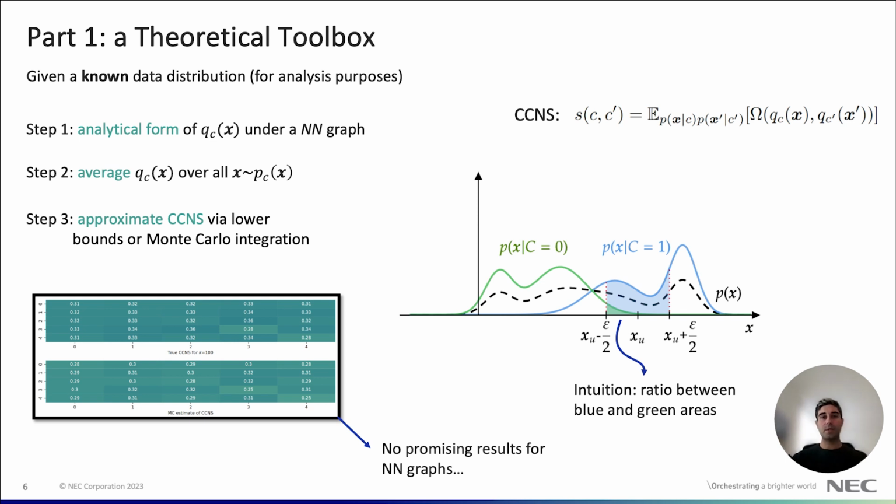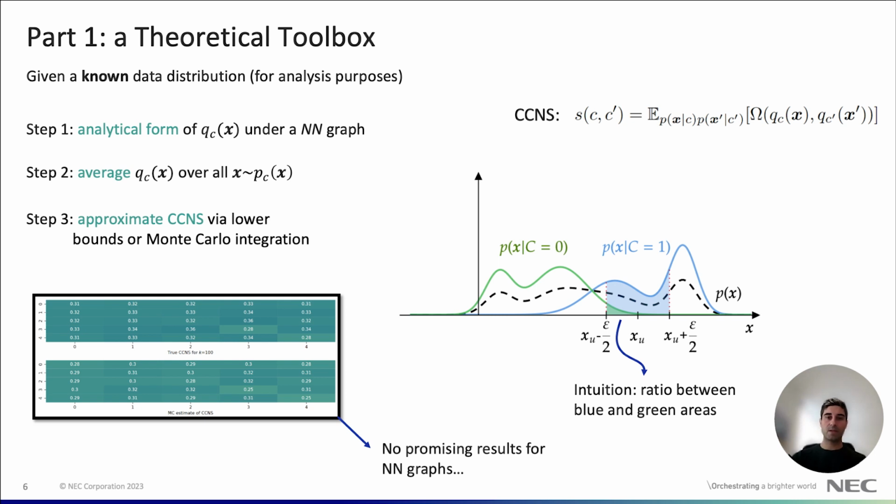So let's continue with this example and assume that we know exactly the shape of the distribution P of x. Of course, this is just for theoretical purposes. The first result of our paper states that we know how to compute the distribution over the classes of neighbors of a given point x.